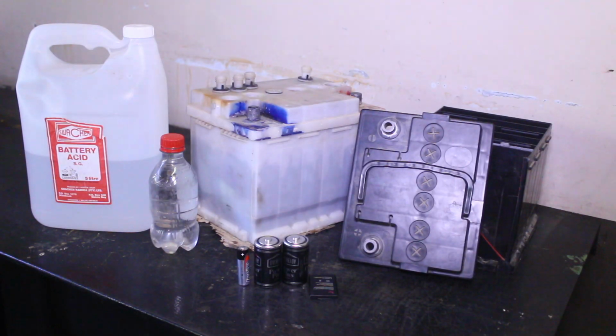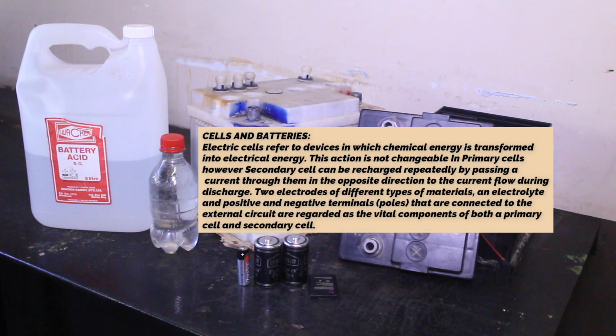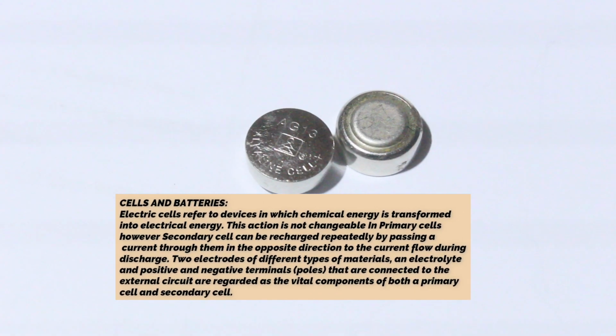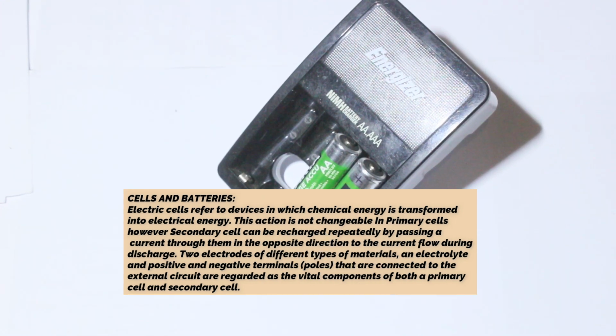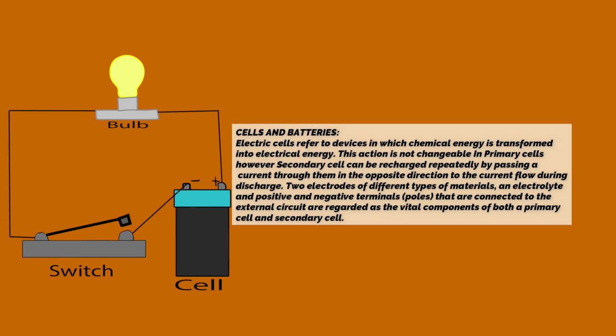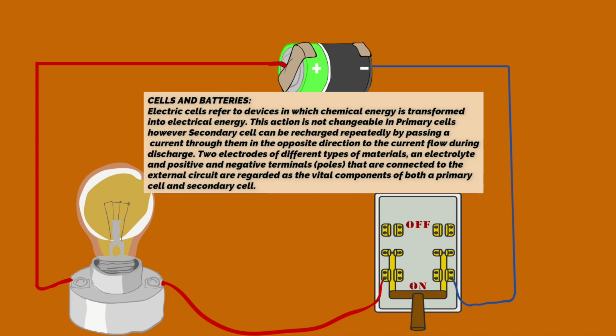Cells and batteries. Electric cells refer to devices in which chemical energy is transformed into electrical energy. This action is not changeable in primary cells. However, secondary cells can be recharged repeatedly by passing a current through them in the opposite direction to the current flow during discharge. Two electrodes of different types of materials, an electrolyte, and positive and negative terminals or poles that are connected to the external circuit are regarded as the vital components of both a primary cell and secondary cell.